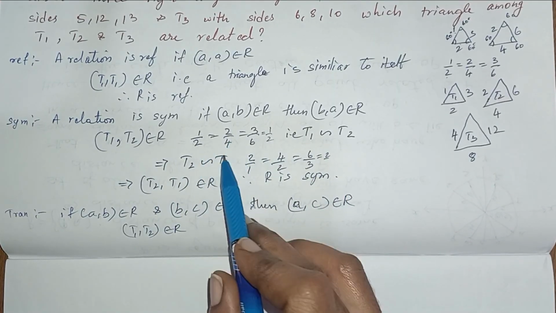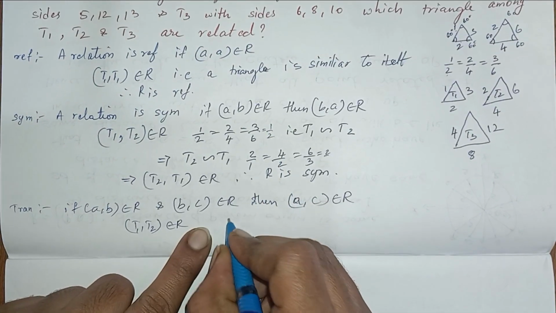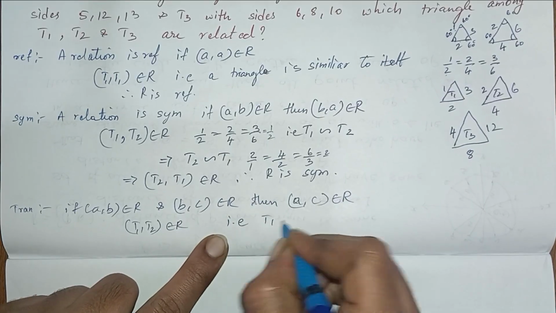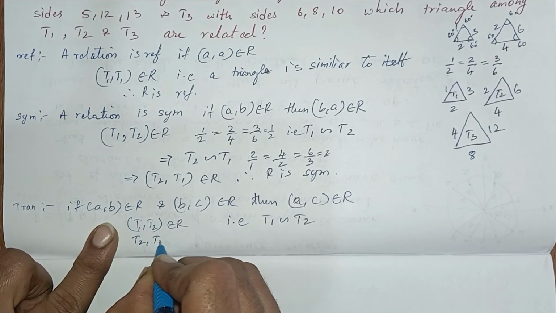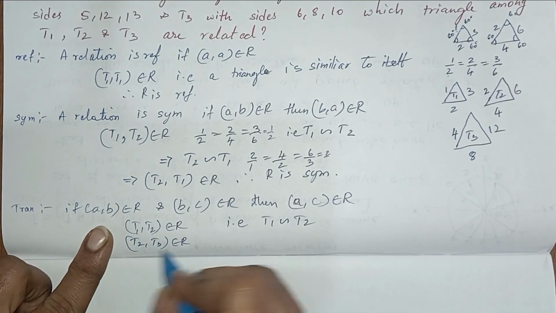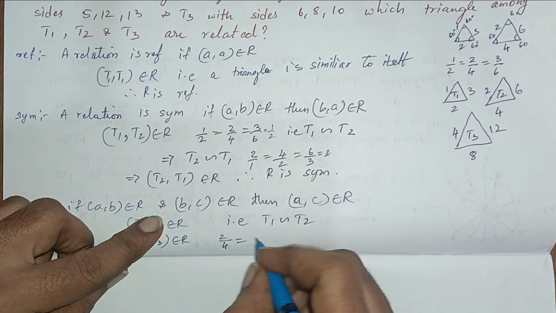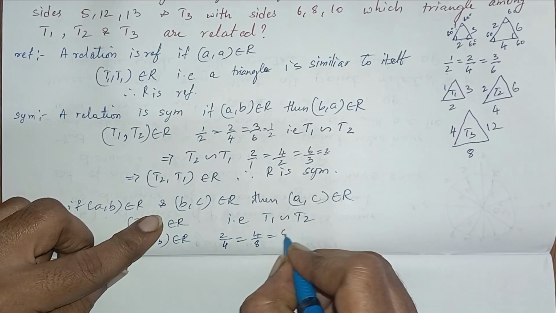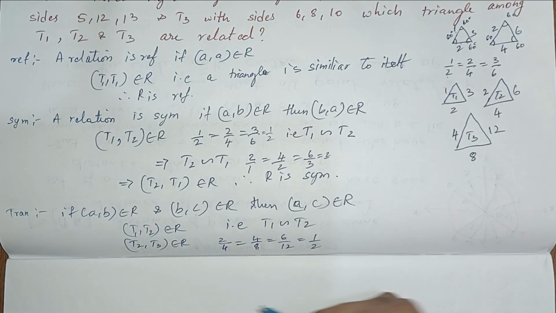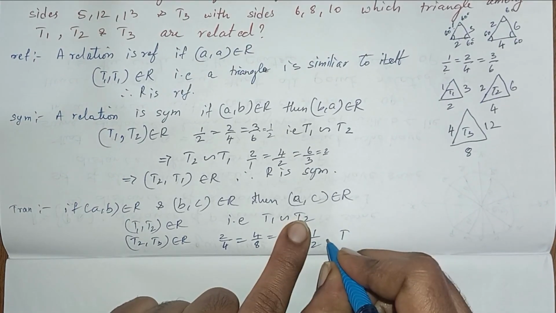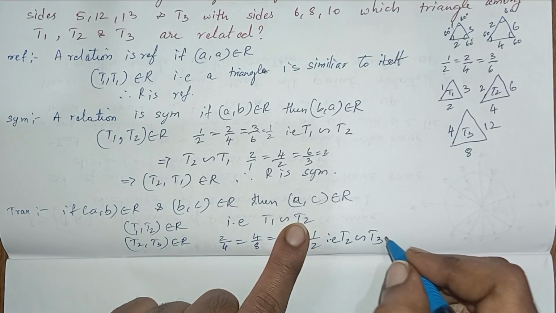We have seen that 1 by 2, 2 by 4 and 3 by 6 are all in the ratio of 1 by 2. Therefore, T1 is similar to T2. Now next, if we take T2 comma T3 belongs to R, then 2 by 4 is equal to 4 by 8 is equal to 6 by 12. Everything is in the ratio of 1 by 2. So all sides are in the ratio of 1 by 2. So T2 is similar to T3. We have proved that T2 is similar to T3 also.